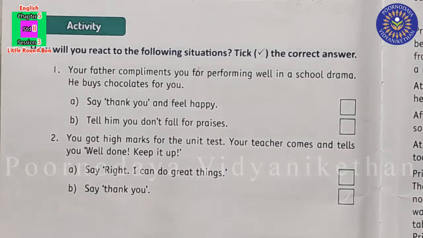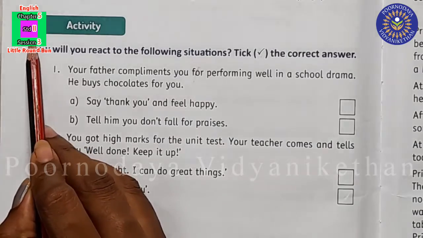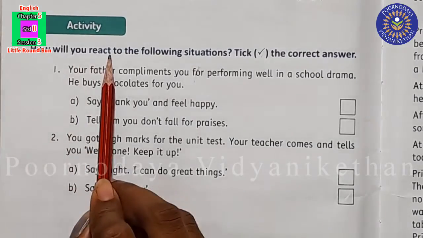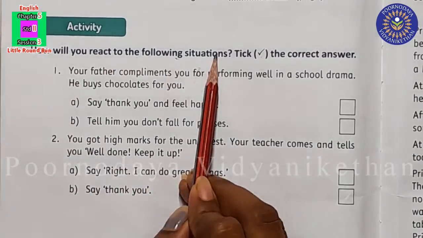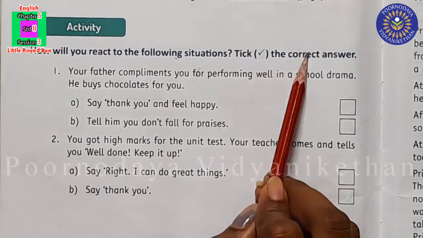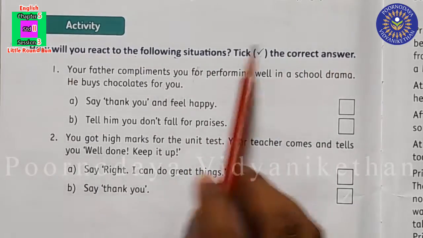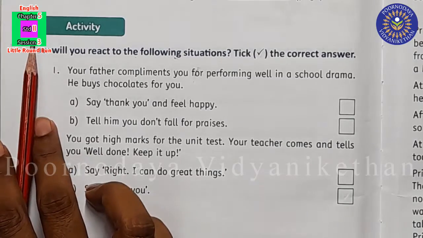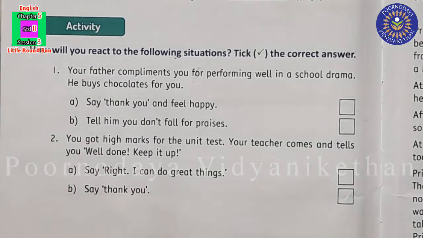Now I'll give you a homework. Here is your homework. Activity F. How will you react to the following situations? Tick the correct answer. So this is your homework activity F. You have to do this in your textbook itself. Once you do the homework, take a photograph and send it to me in school WhatsApp number.